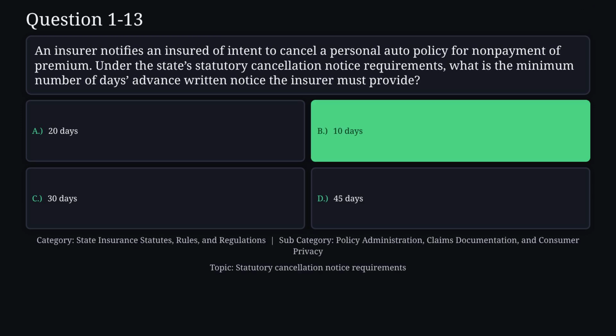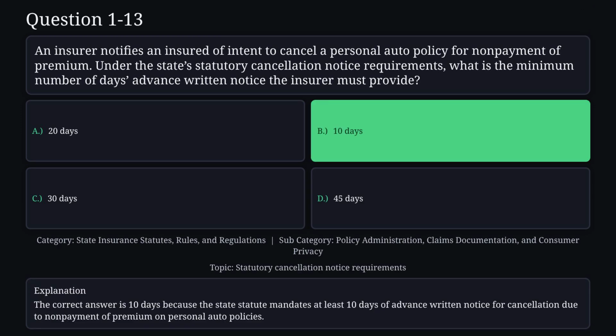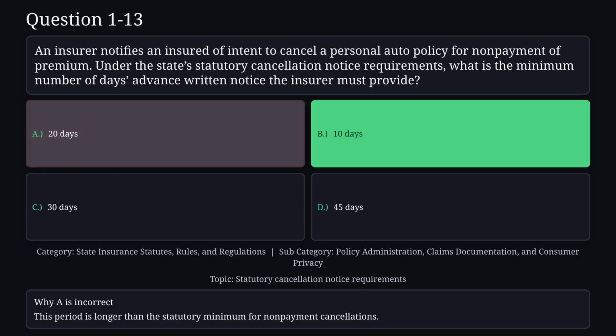The correct answer is B. The correct answer is 10 days because the state statute mandates at least 10 days of advance written notice for cancellation due to non-payment of premium on personal auto policies. Reason A is not correct. This period is longer than the statutory minimum for non-payment cancellations.